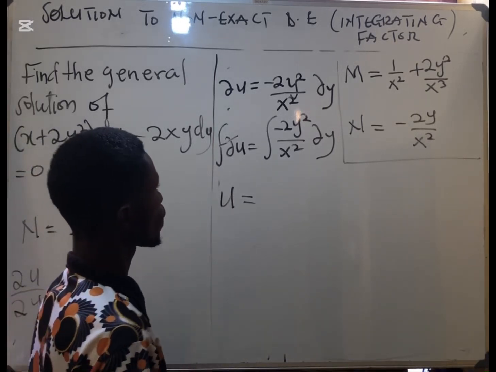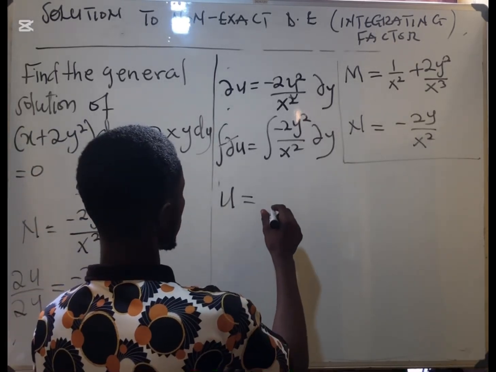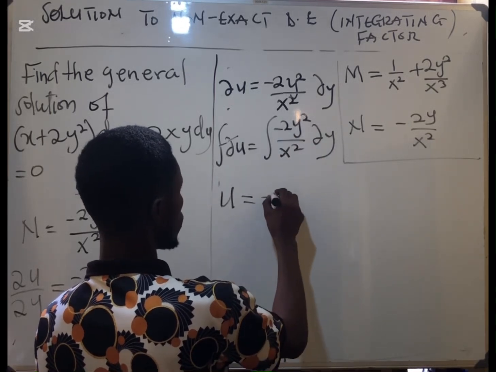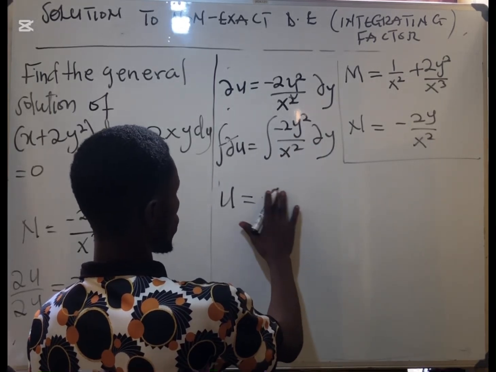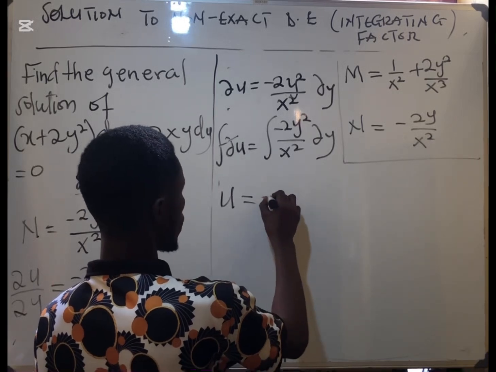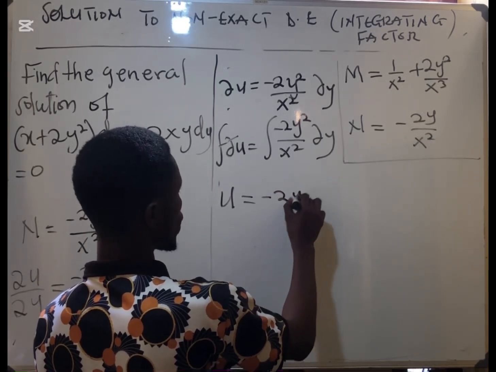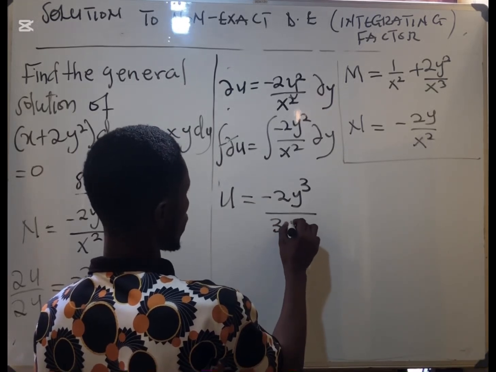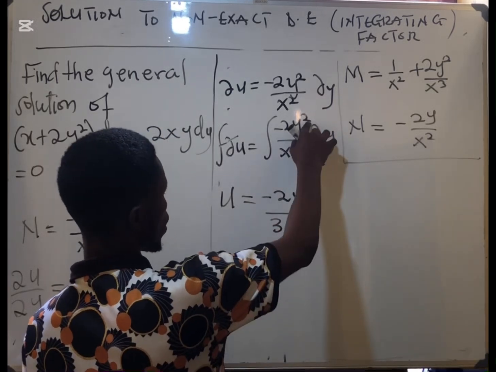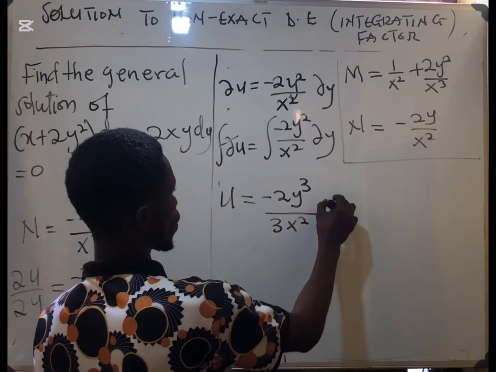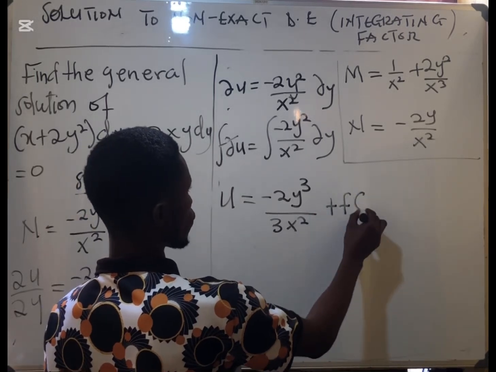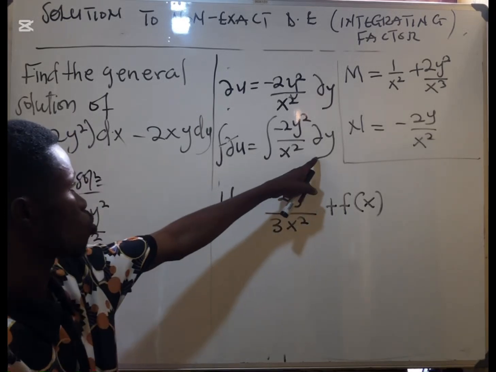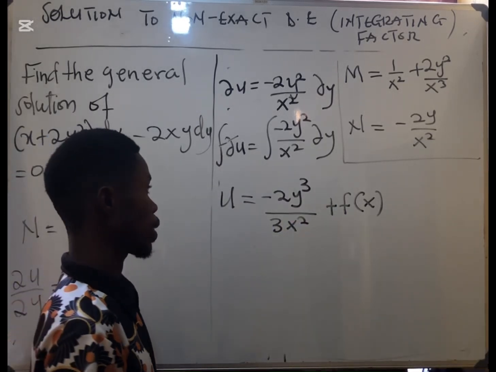So what is going to happen here is that if I integrate, I'm going to have negative 2y cubed all divided by 3x squared, because that will be over 3, that 3 can come here, plus f of x, because this time around I'm integrating with respect to y, so the function will be in x.